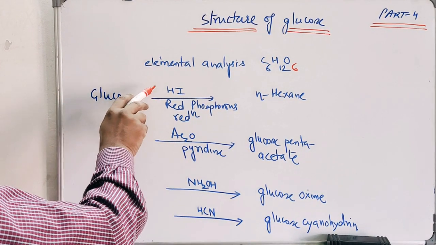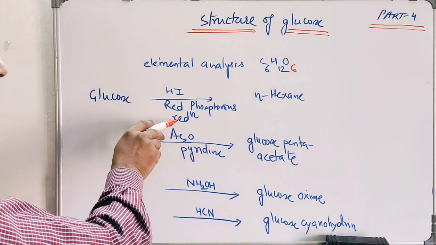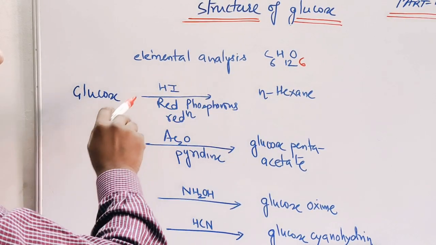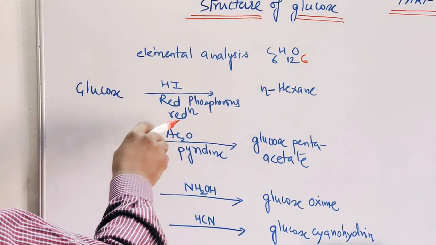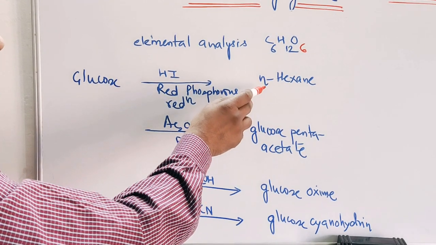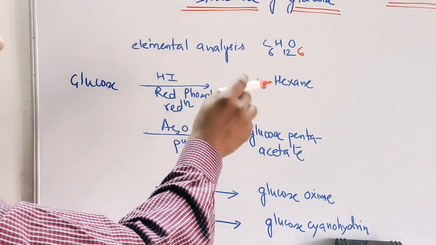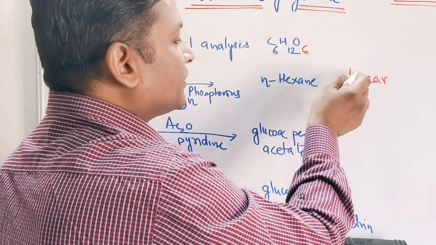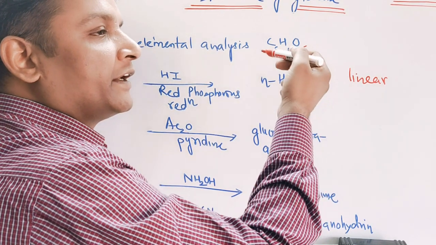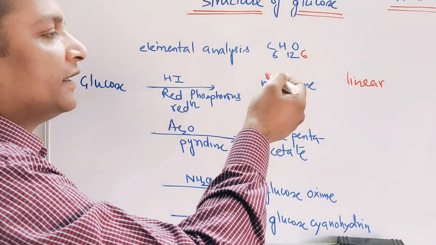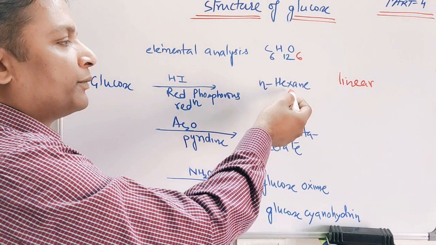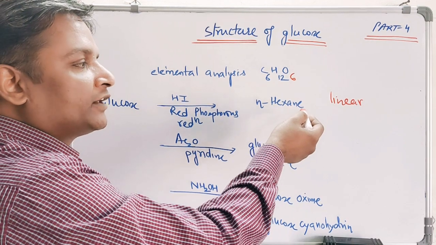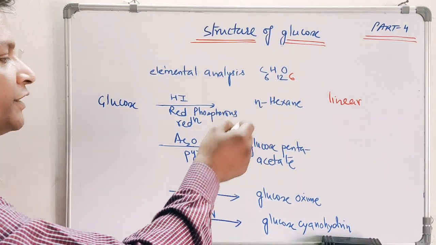When glucose was treated with HI and red phosphorus, a reduction reaction, normal hexane was obtained from glucose. What is the significance of this n-hexane formation? It indicates that glucose exists in a linear chain form. Otherwise, if glucose were not linear, we would obtain a branched reduction product. But we are getting a linear reduction product like n-hexane. It means that glucose must be a linear chain compound.